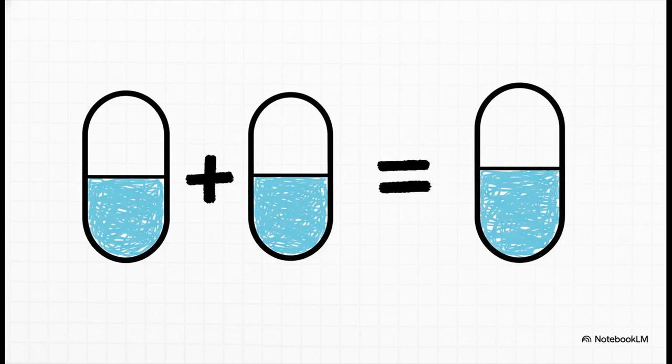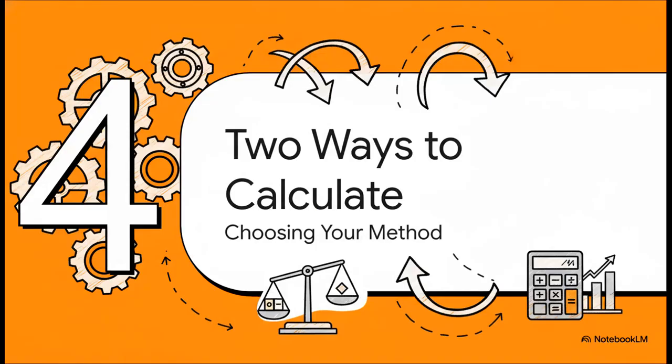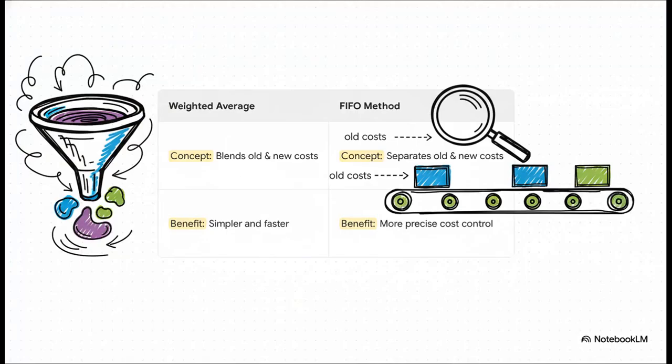Pretty smart, huh? So once we've figured out our equivalent units, there are basically two main methods that companies use to do the final cost calculation. First, there's the weighted average method. It's the simpler one. It basically just mushes together the costs from last month's unfinished stuff with all of this month's new costs. Then you have the FIFO method. That stands for first in, first out. It's way more precise because it keeps the old costs separate from the new costs. Really, it's just a classic business choice. Do you want simplicity or do you want precision?